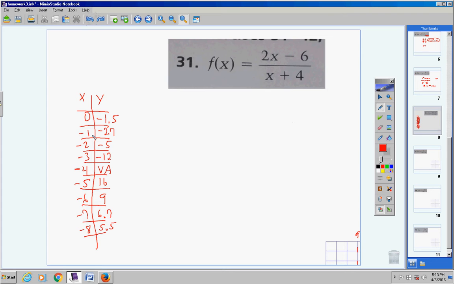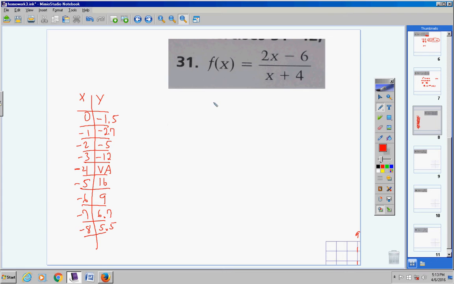Now we put negative 1 in for x. 2 times negative 1 is negative 2, minus 6, negative 8 over. Negative 1 plus 4 is 3. So I get negative 8 over 3. Type that into your calculator. Negative 8 divided by 3, negative 2.7. It's not that bad, guys. You'll be fine.